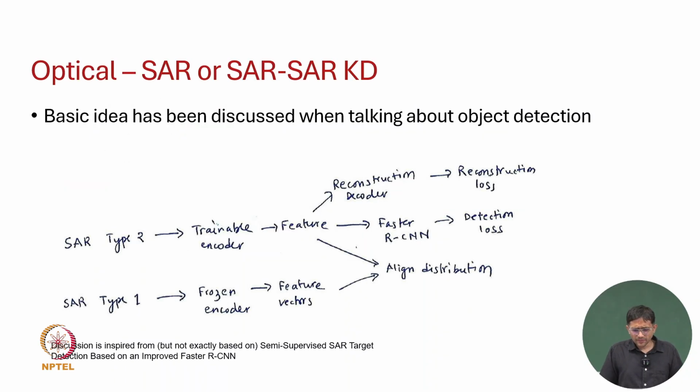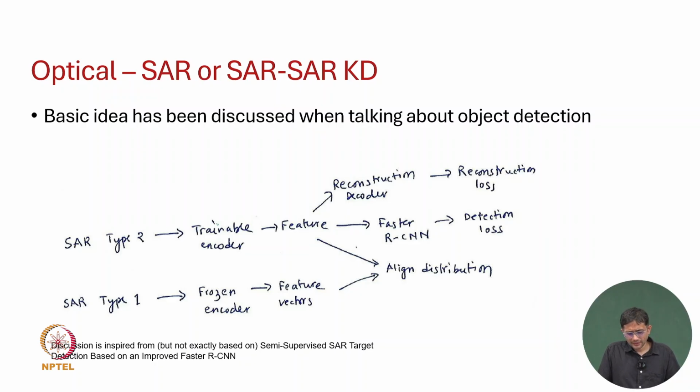Now let's think about optical to SAR or SAR to SAR knowledge distillation. The figure that we're seeing here is in the context of SAR to SAR, like two types of SAR. Let's say one is X band, one is C band, or something like that. However, of course, the same picture would be applicable if we were talking about optical to SAR as well. And this basic idea that we are looking at in this particular slide has already been discussed when we talked about object detection, right?